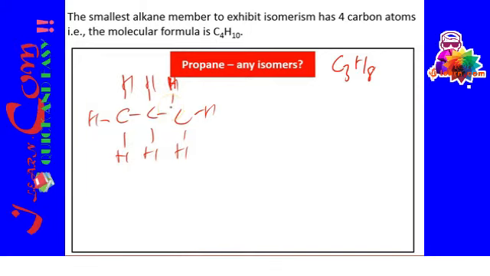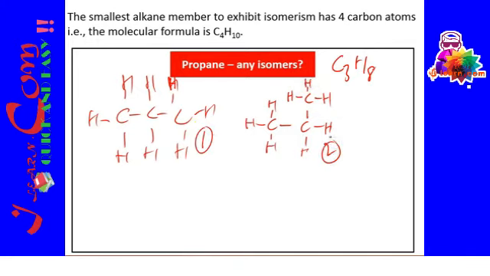So let's draw the next one and let's take a look. What if I were to draw it like this? Is 1 and 2 the same molecule? If you take a look and we count the number of carbons in the longest straight chain, 1, 2, 3. 1, 2, 3. So both have 3 carbons in the longest straight chain. So in fact, these two are the same molecules.